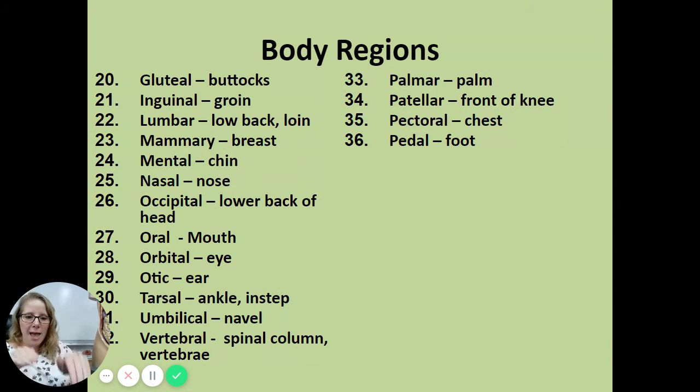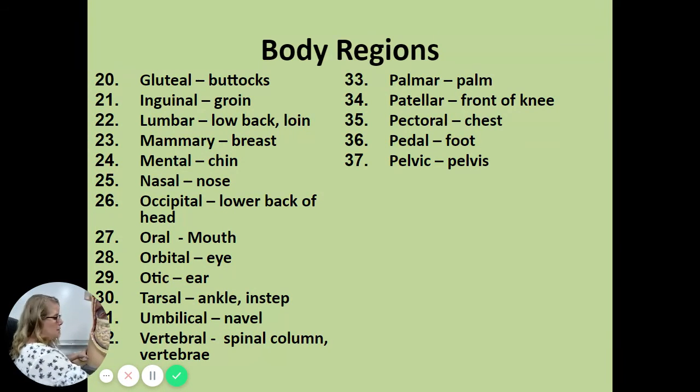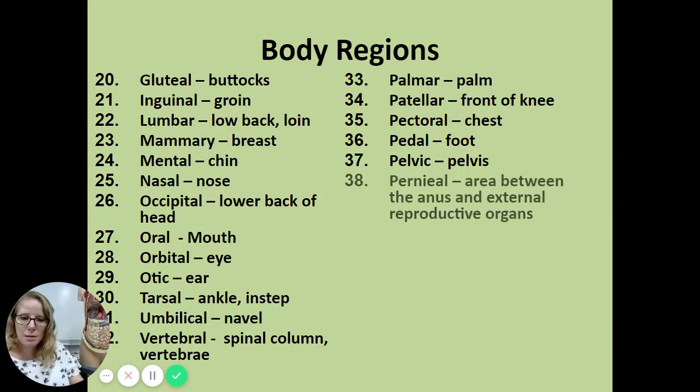Pedal refers to the foot. In other words, you pedal with your pedal region, your foot. Pelvic refers to the pelvis. So you're going to be looking at the pelvic bones, lower here, pelvic. Perineal is the area between the anus and the external reproductive organs, so the penis or the vagina. The perineal is that area of skin there.